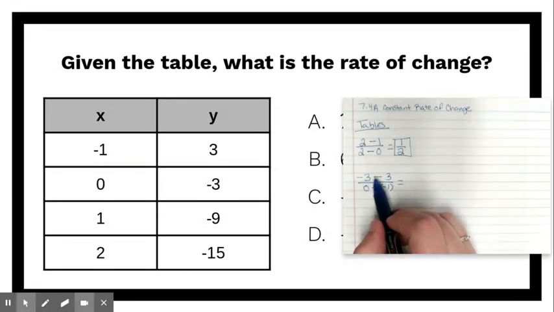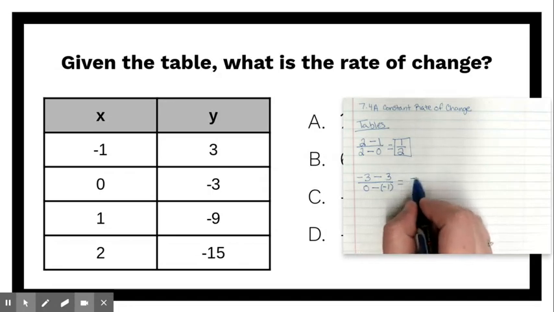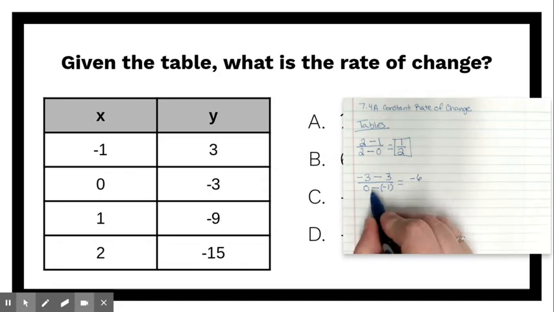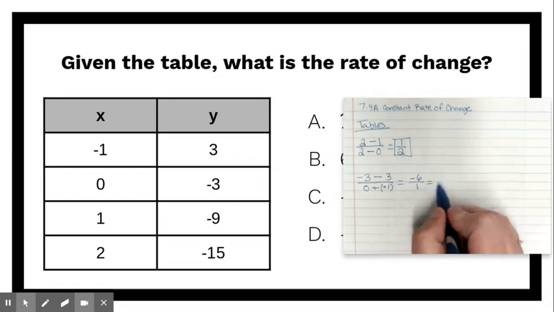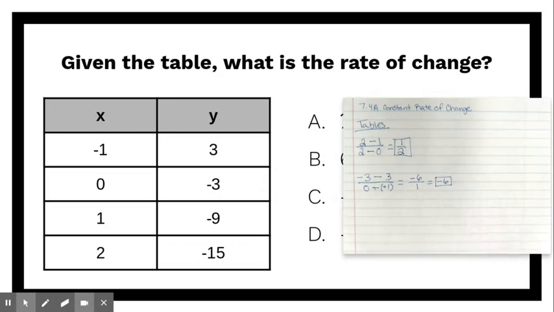Okay. -3 minus 3. So if I start at -3 and I take away 3 more, that's going to be -6. Okay. And if I do 0 minus a negative, that's really adding a positive. So it's going to be 1. Okay. And -6 divided by 1 is -6. And that's your rate of change there.